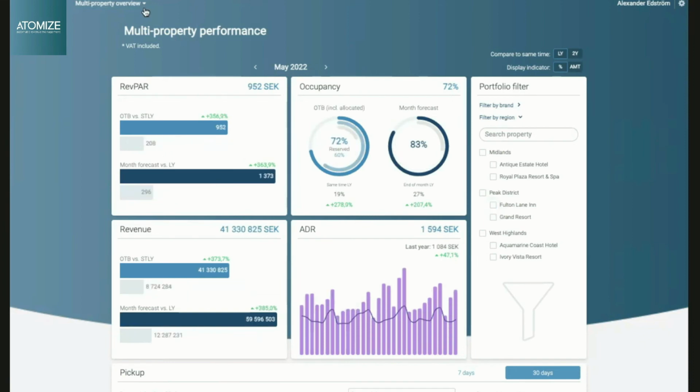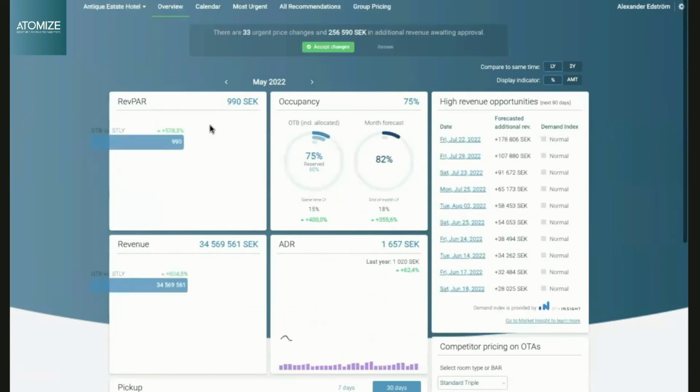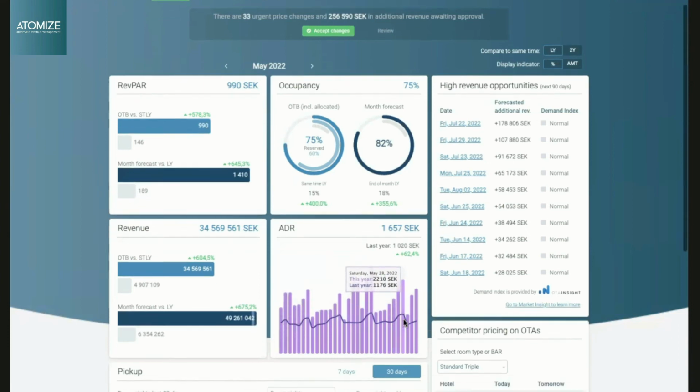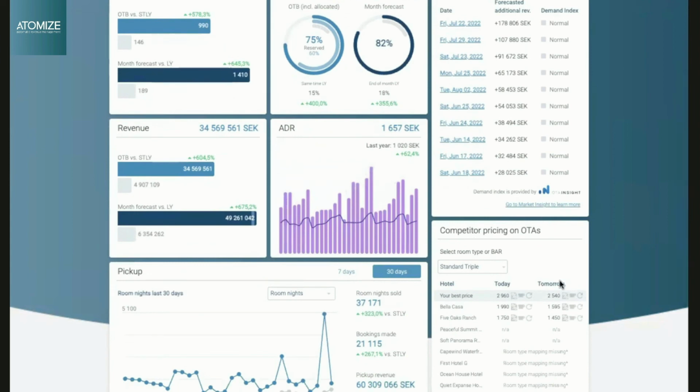And then you can easily navigate down to a certain hotel, and we get the RevPAR and occupancy in real time, and also data-driven forecasts for RevPAR, occupancy, revenue down to single digits, and ADR, and so on. The comp set data is also showing up here, on the property level.